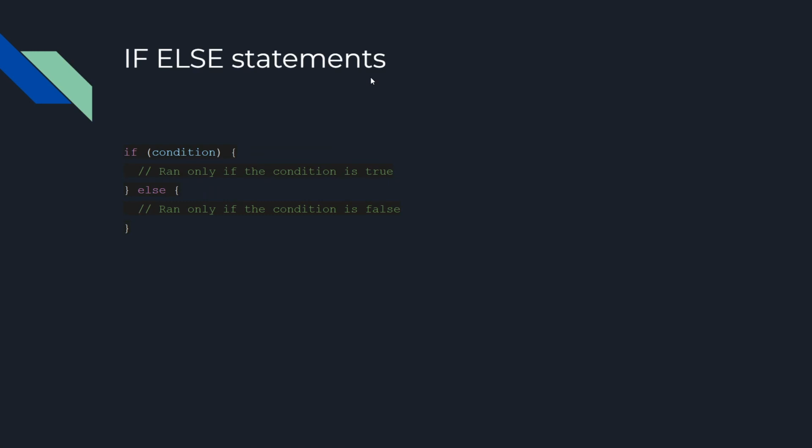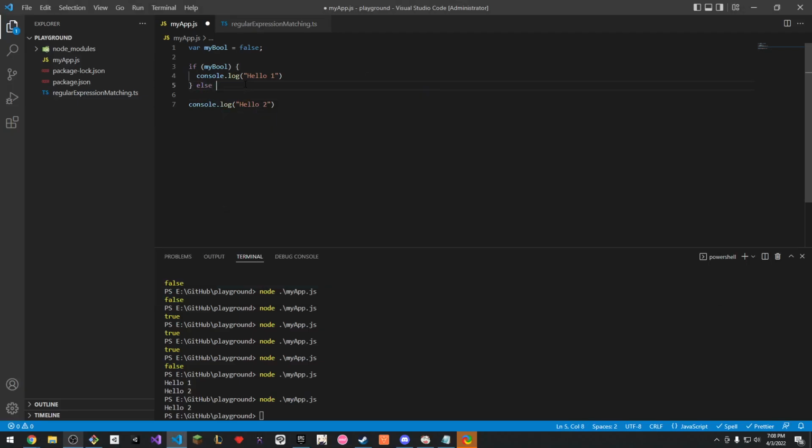Now, lots of times we want to do something depending on the condition. So we can do what's called an if-else statement. An if-else statement looks kind of like this, where you have if and you have else here. What's under if will only run if the condition is true. What's under else will only run if the condition is not true. Okay, so let's test that.